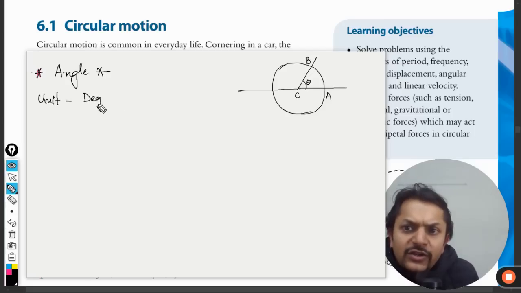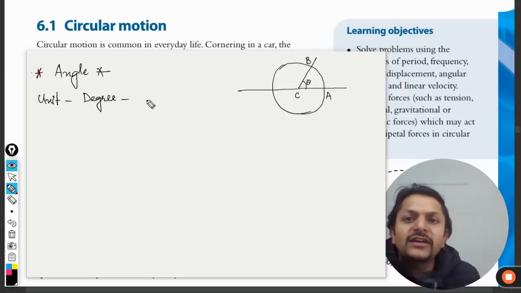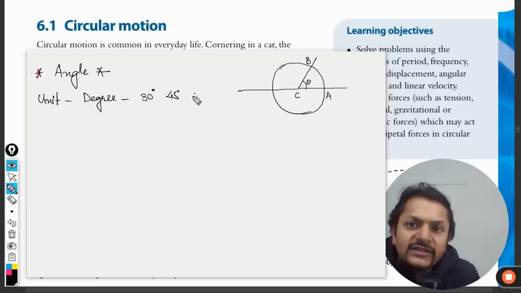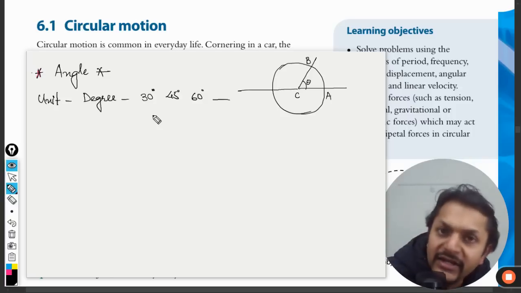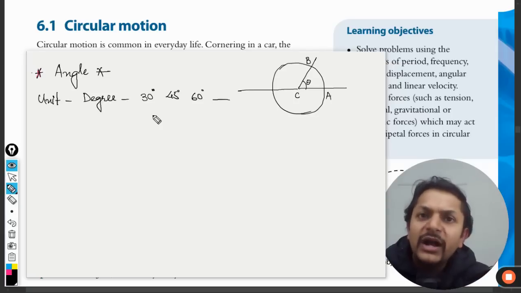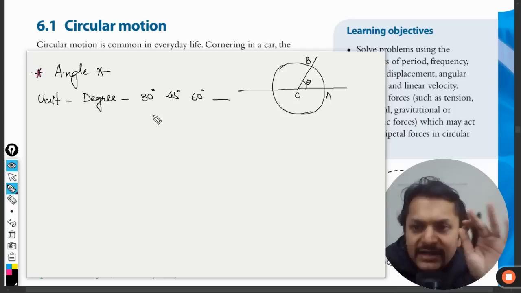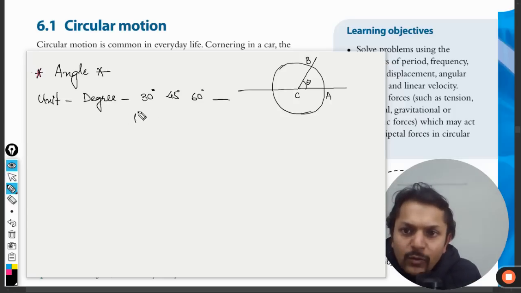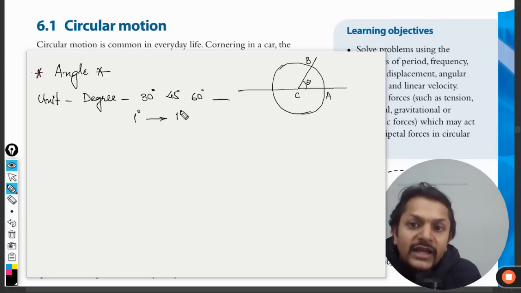The first unit that you know is degree. Degrees are like 30 degrees, 45 degrees, 60 degrees, 90 degrees. Degrees are very easily defined: one complete circle is divided into 360 parts, and one part is called 1 degree. That's it. Now 1 degree is further divided by 60 and it becomes 1 minute. If this 1 minute is further divided by 60, it becomes 1 second.